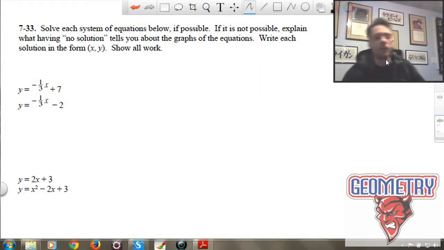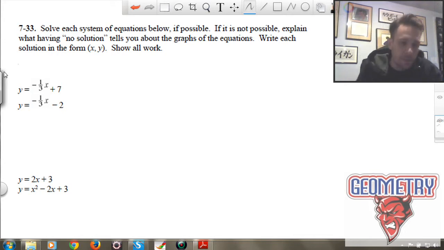This is regular geometry, unit 7, unit 33. Again, similar to a previous homework problem, we get these systems of equations. We're going to try and solve these systems of equations if we can, and if we can't, maybe explain why we can't, what's going on. So this first one here, we get these two linear equations.